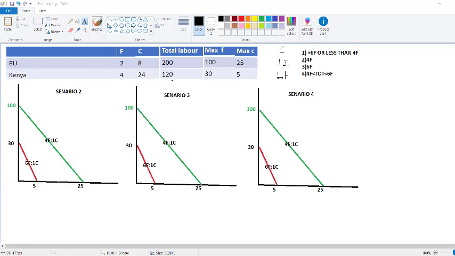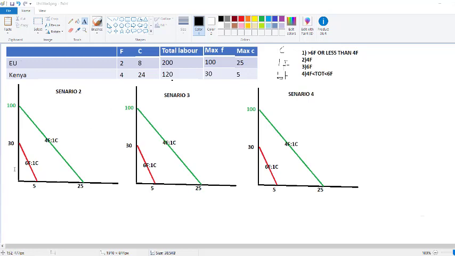When it was in autarky, the terms of trade in Kenya was 6 food per one chemical, and in the EU was 4 food per one chemical. So now we're going to hypothesize 4 different things. What I did is actually add the first and second condition to each other because it's just merely a discussion. You can draw a graph for it, but I've decided not to draw a graph for it.